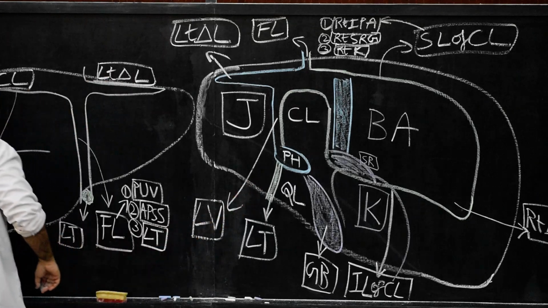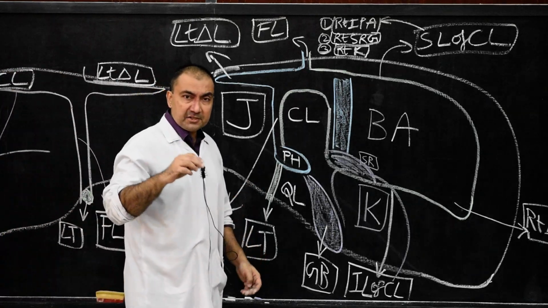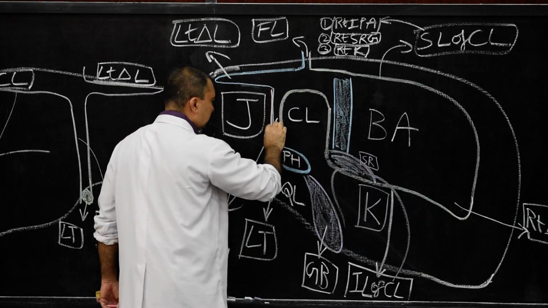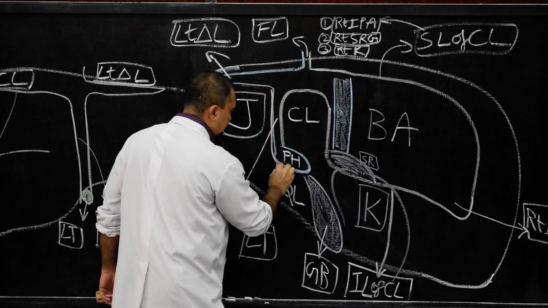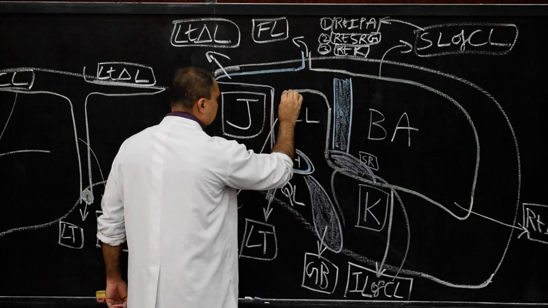That means if I outline with red color, you will understand the J-shaped. Why is it J-shaped? It is because of this. See here, this is where the lesser omentum is attached. This is how the lesser omentum is attached.